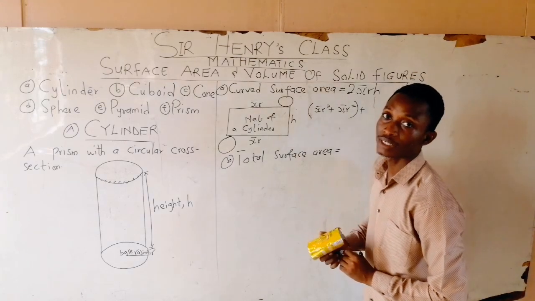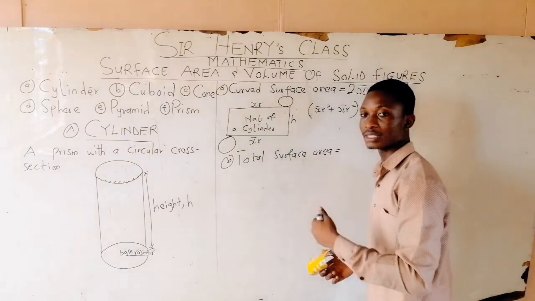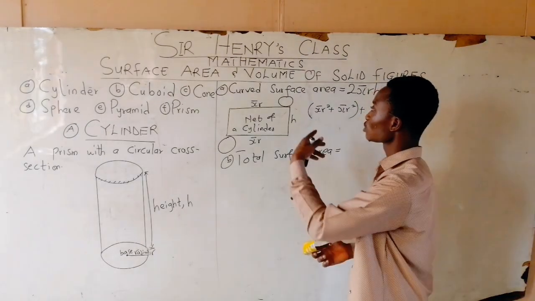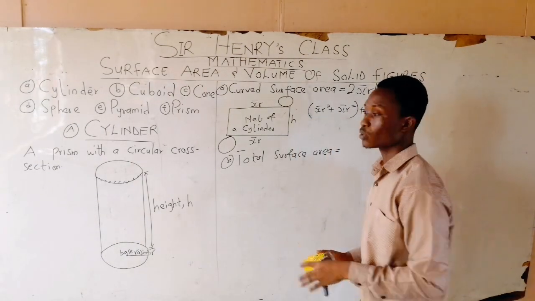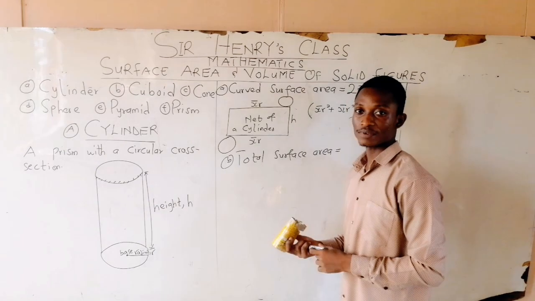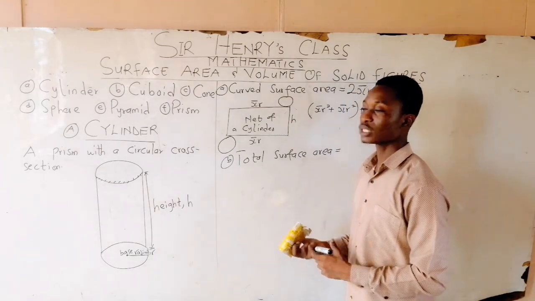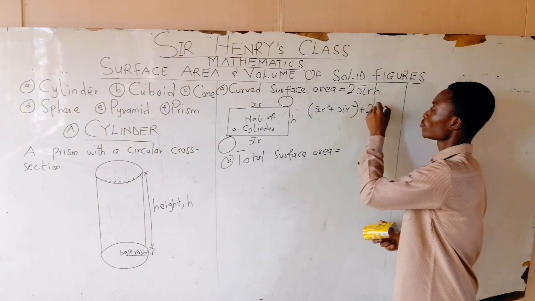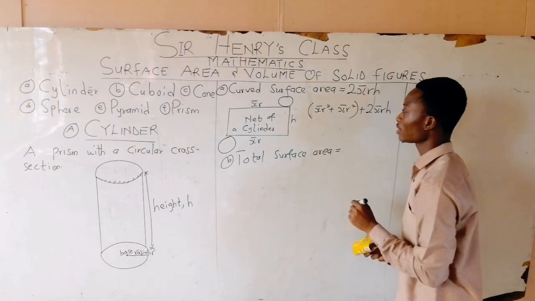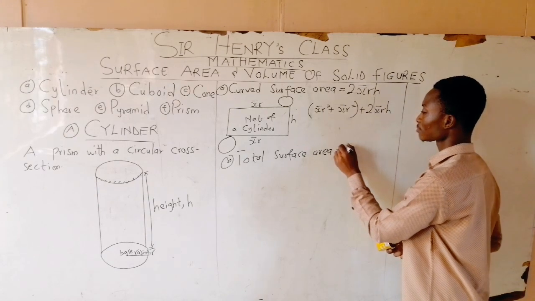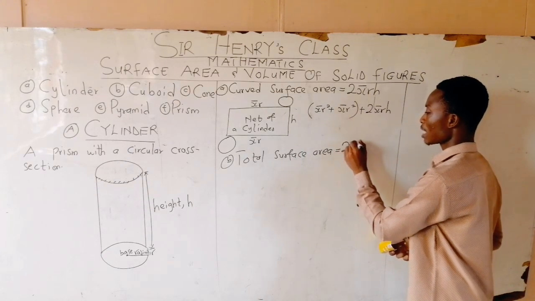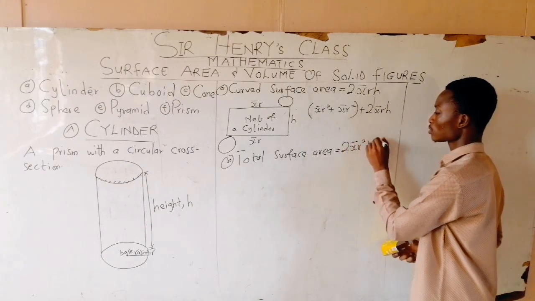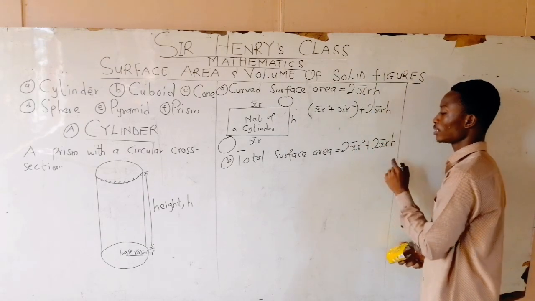Here I'm going to find the area. It is a cylinder. Good. So first we talk about the curved surface area. So you are going to paint the curved surface area and add to the area of the two circles. So plus 2 pi r h. So how do you find the total surface area? It's given by 2 pi r squared plus 2 pi r h.